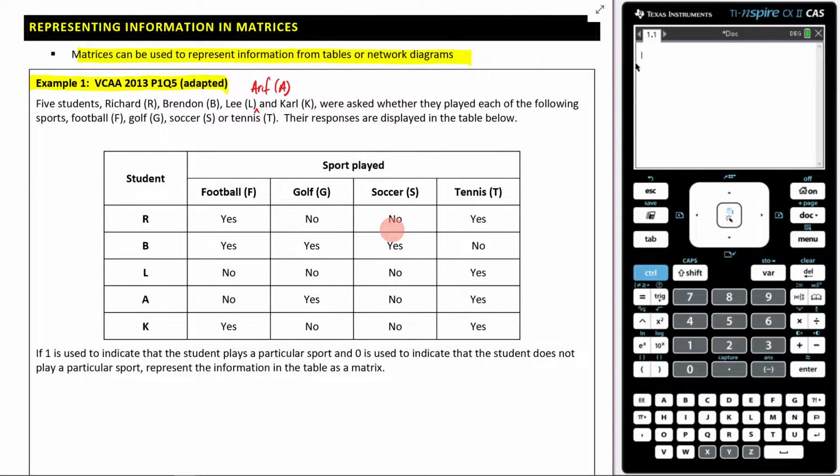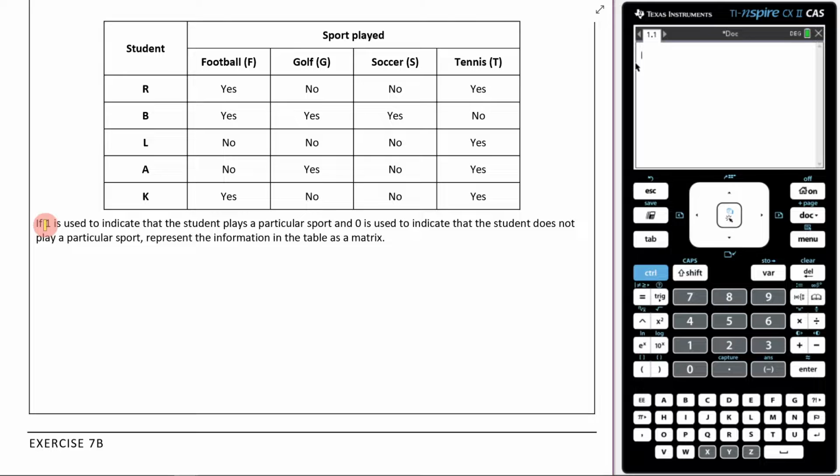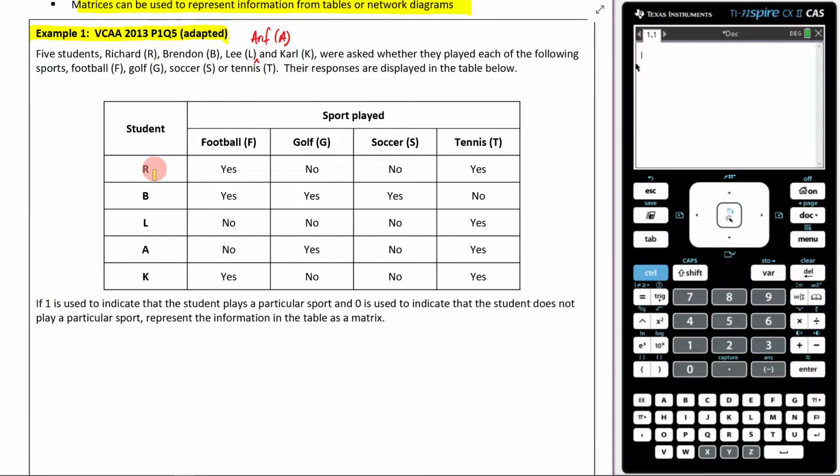So here they are. Let's just read it for a second before we move on. As you can see, Richard plays football, but he doesn't play golf. He doesn't play soccer, but he does play tennis. This person here, Arif, doesn't play football, but he plays golf. He doesn't play soccer, but he plays tennis. So hopefully you can get an understanding of how this table works.